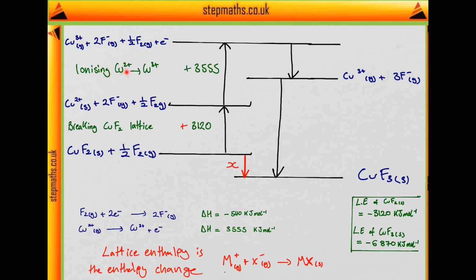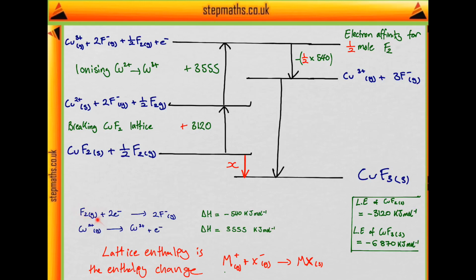And this is ionizing the Cu2+ to a Cu3+. And this is given here with an enthalpy change of 3,555. Going down the cycle, you get Cu3+ 3F-. And this is the electron affinity for half a mole of F2.